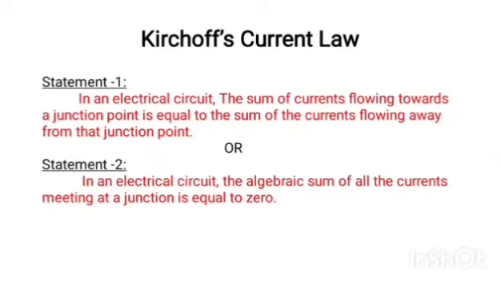Based on these 2 points, the statements are given. Statement 1: In an electrical circuit, the sum of the currents flowing towards a junction point is equal to the sum of the currents flowing away from the junction point. Second statement: In an electrical circuit, the algebraic sum of all the currents meeting at a junction is equal to 0. Both statements are the same in a different way. The output will be the same.